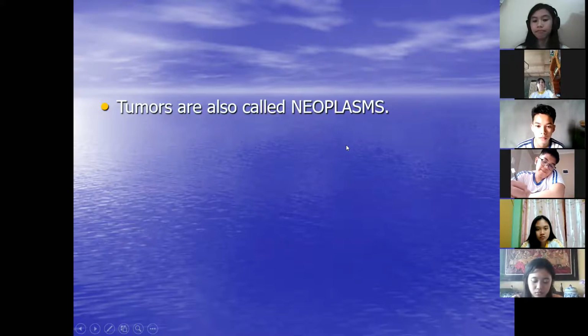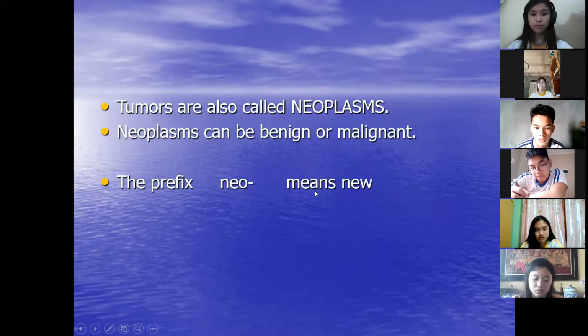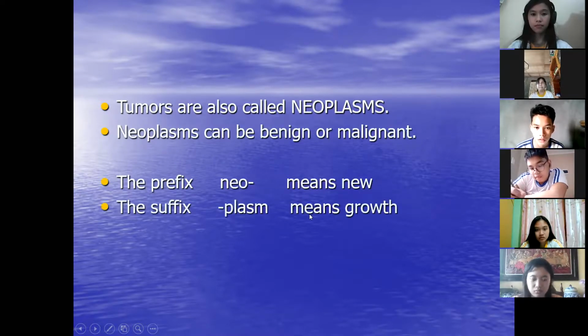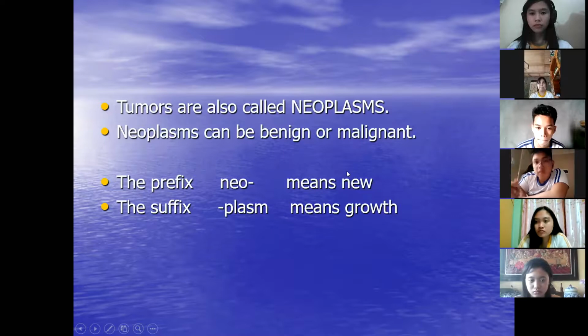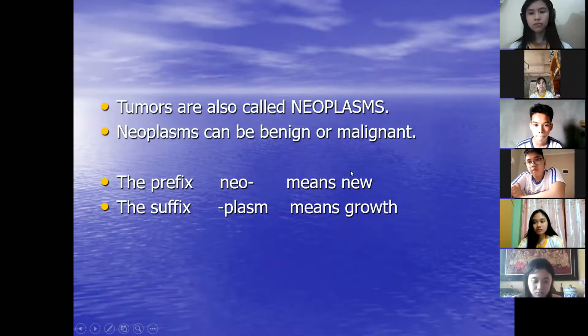Tumors are also called neoplasm. Neo means new and plasm means growth. It could be benign or malignant. Cancer cells are cells that mutate. A good example of a cancer cell is a wart. It's a mutation of the skin cells.